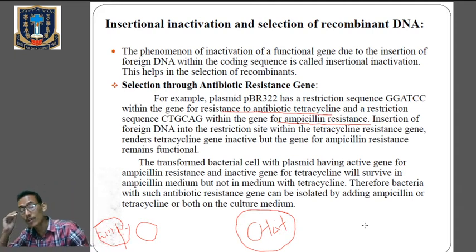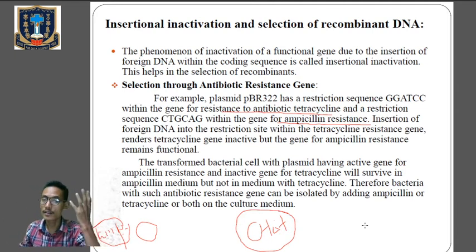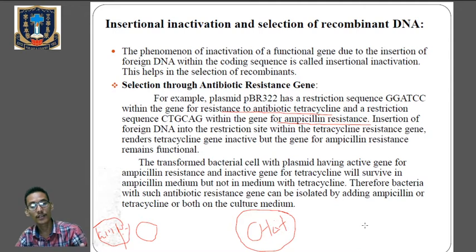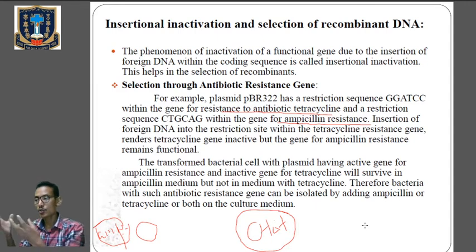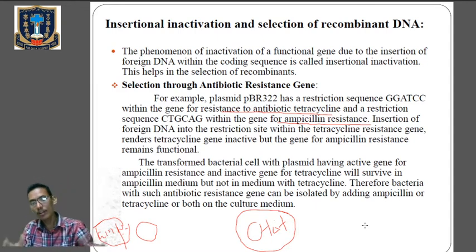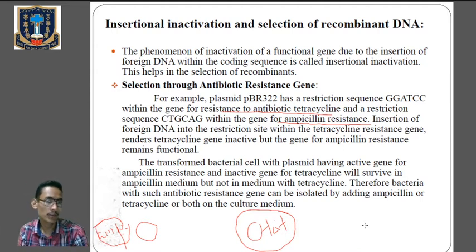So what we have done, we have taken two culture plates, one containing ampicillin and the other containing tetracycline. During transformation of bacterial cells, we have inserted the foreign DNA into the region of the vector pBR322 which provides resistance to tetracycline, whereas the gene for ampicillin resistance will be functional. So when we put the bacterial cells into a medium containing ampicillin, all the bacterial cells can survive, right?